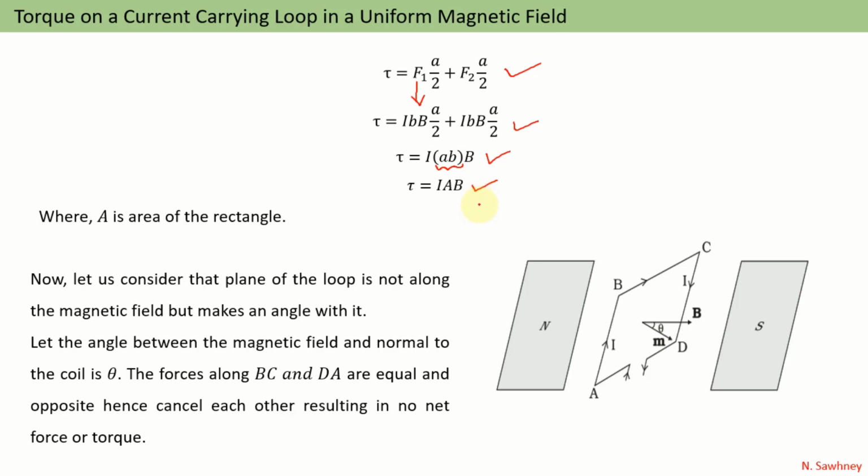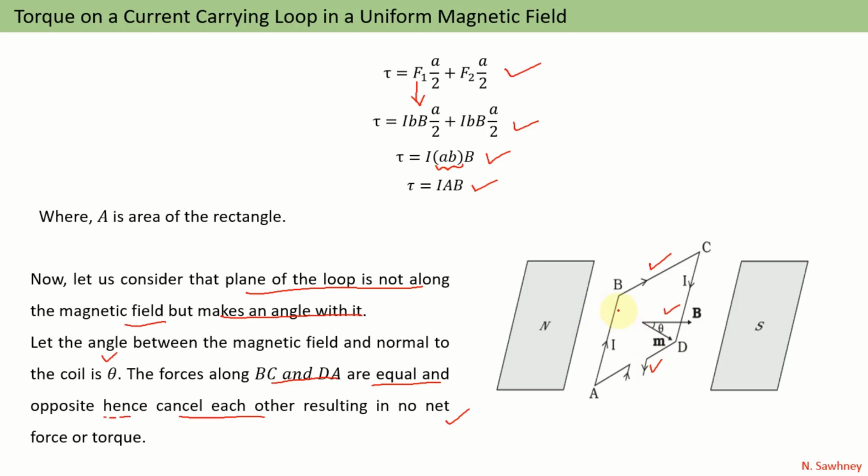Now let us consider the second case, where the plane of the loop is not along the magnetic field but is making an angle with it. See here, like this. This is actually the generalized case, and the angle between the magnetic field and the normal to the coil is theta. The forces along BC and DA are equal and opposite, and hence they cancel each other, resulting in no net force or torque. Due to this arm and this arm, there will be no net force.